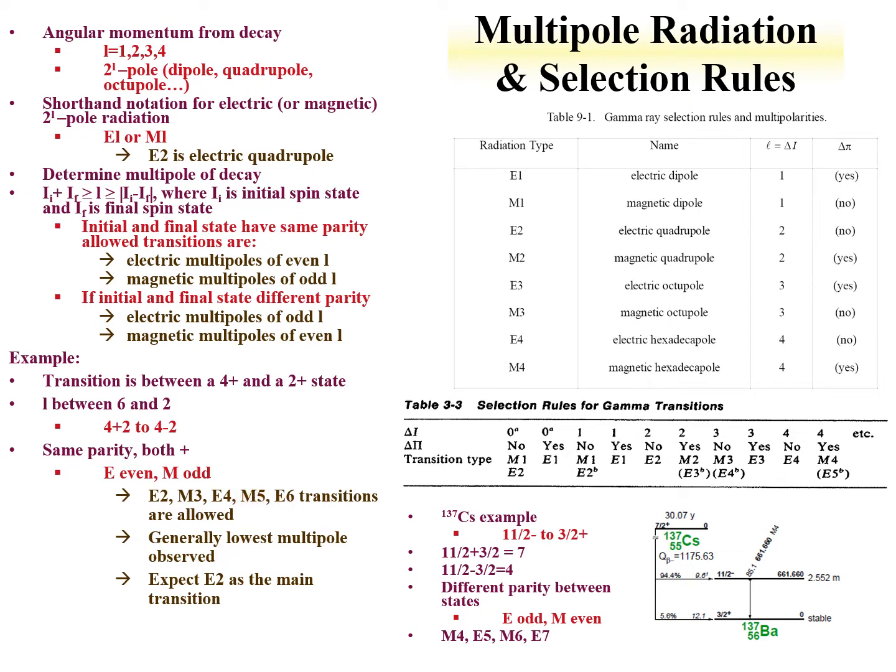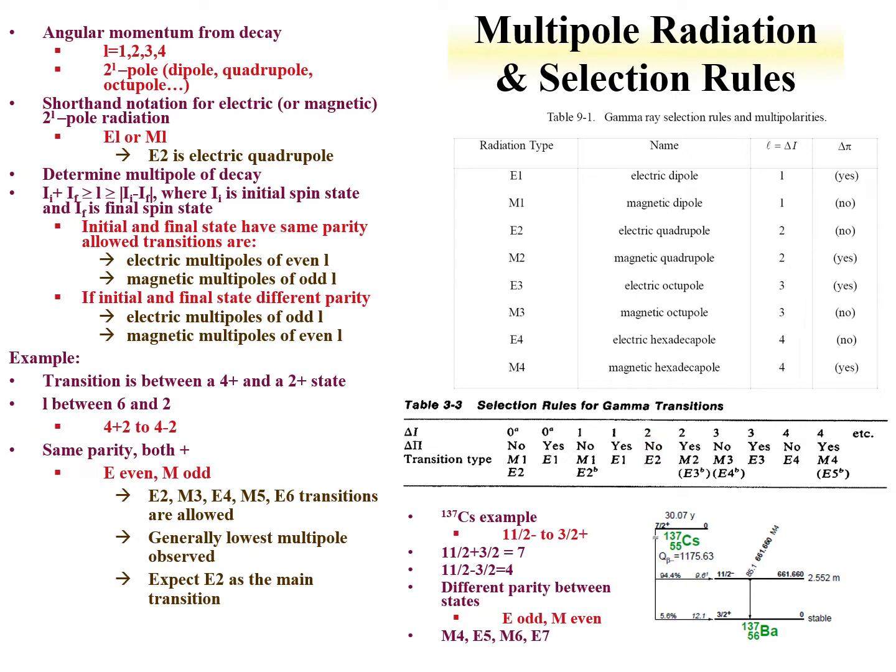Those are the allowed transitions, and generally speaking, the lowest multipole transition will be observed. So one would expect to see an E2, so an electric quadrupole transition observed. And we can see here the electric quadrupole will have a spin change of 2, which is what we predict, and no parity change. So we can actually get this out of the table. So again here's another table where we have an electric quadrupole, spin change 2, no parity change.